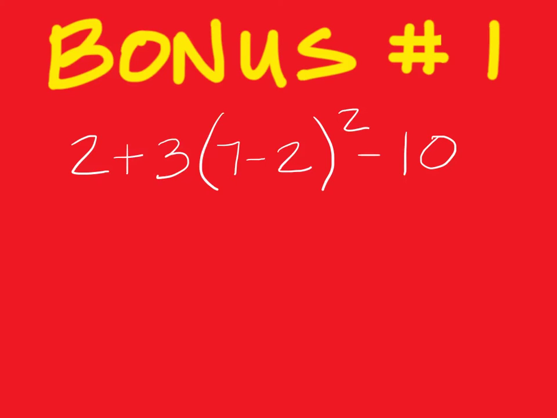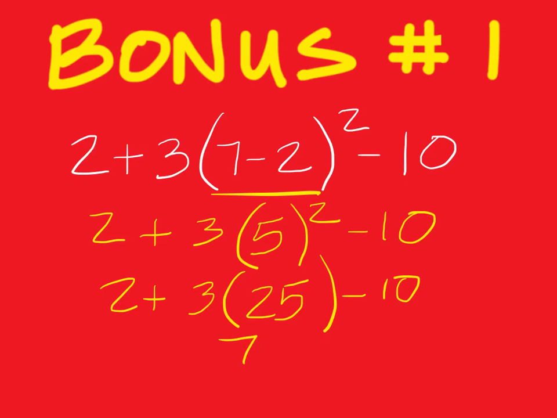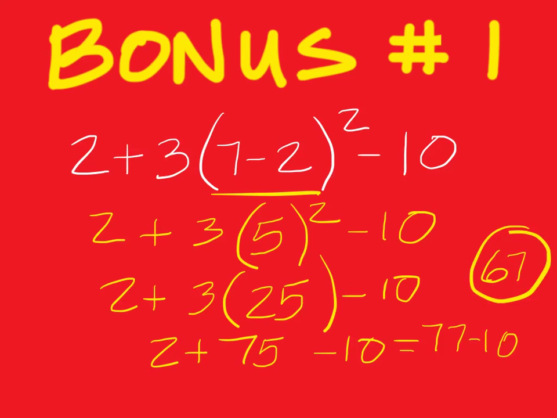On this problem, you do 7 minus 2 first, which is 5. Leave everything else the same. And then 5 squared is 25. Multiply it by 3 to come up with 75. And then you have to do the problem in order from left to right from there. 2 plus 75 is 77. Minus 10 would be 67.